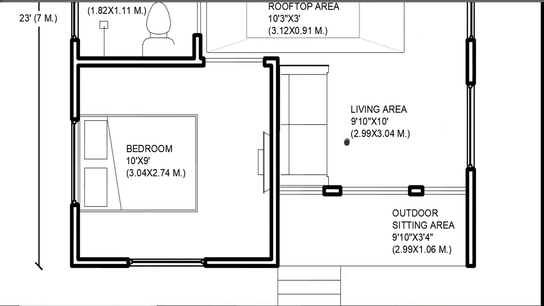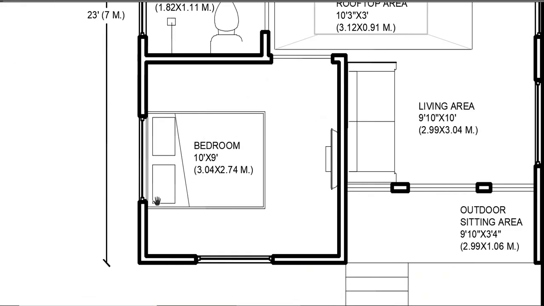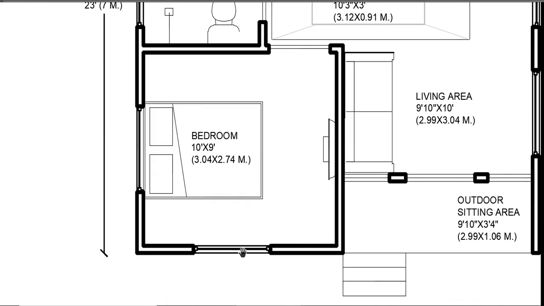On the left side we have a bedroom. The size of the bedroom is 10 feet into 9 feet, in meter 3.04 into 2.74 meter. You can see here the bed arrangement and also TV unit arrangement. On the front wall we have two large size windows for ventilation of the bedroom. After that we will go inside.